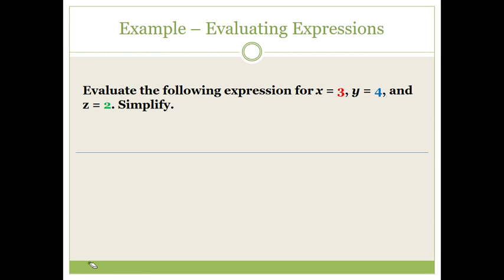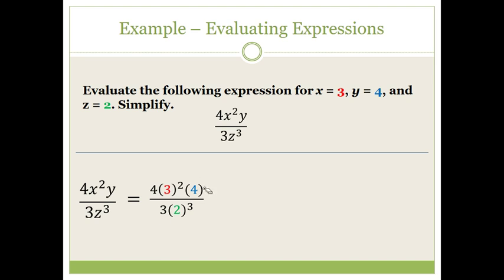All right, so let's evaluate the following expression for x is 3, y is equal to 4, and z is equal to 2. So again, wherever I see an x, I'm going to plug in a 3. Wherever I see a y, I'm going to replace that with a 4. Wherever I see a z, I'm going to replace that with the number 2, like I've done here. Now we have to use the order of operations to simplify. The order of operations, PEMDAS, tells me that I need to do exponents before I do multiplying. So I'm going to go ahead and square this 3 and take this 2 and raise it to the third power, or cube it. All right.